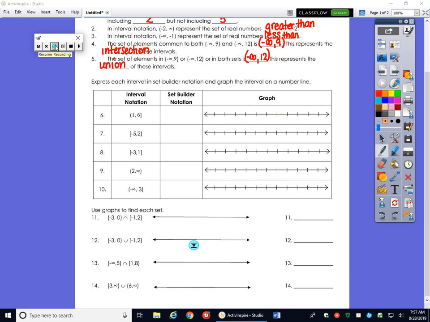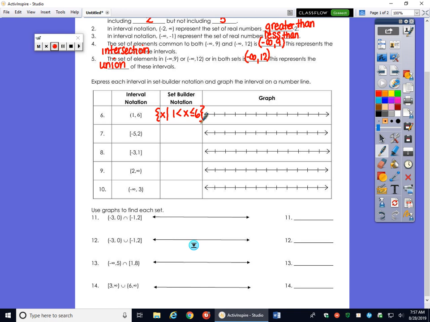Okay, so let's look at graphing these and writing them in set builder notation. So I've given it to you in interval notation, we want to write it in set builder. Remember that set builder is always going to start with a squiggly bracket. You're going to have an X such that, and then in this particular one, you want all the numbers between 1 and 6, and you do not want to include 1, but you do want to include 6. So 6 would have the little bar underneath the inequality.